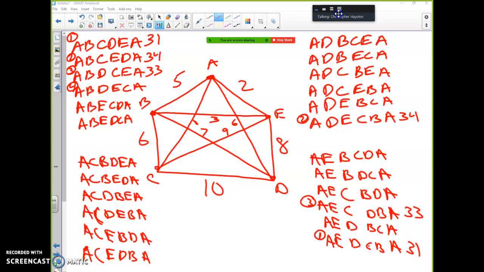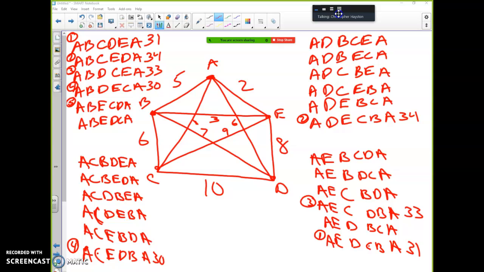So now I go to my fourth. I'm looking for C, E, D, B. C, E, D, B. Fourth mirror image. Okay? A to B is 5. B to D is 7, so that's 12. D to E is 8, that's 20. E to C is 9, that's 29. And C to A is 1, that's 30. So that now becomes a leader.